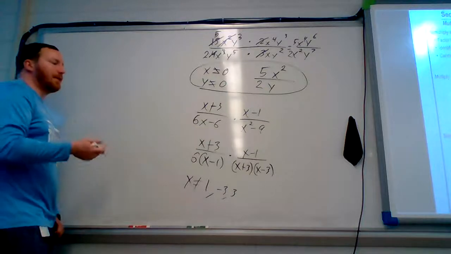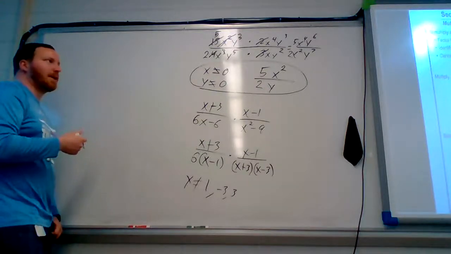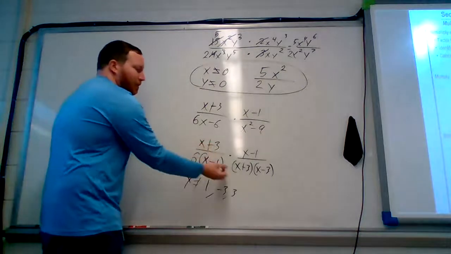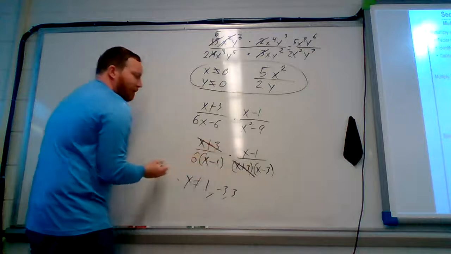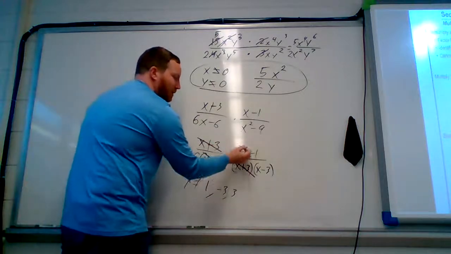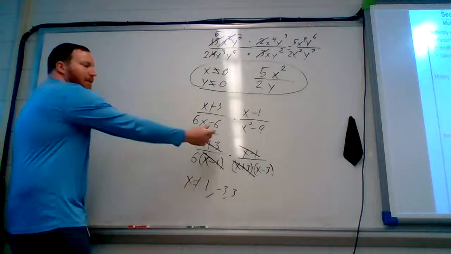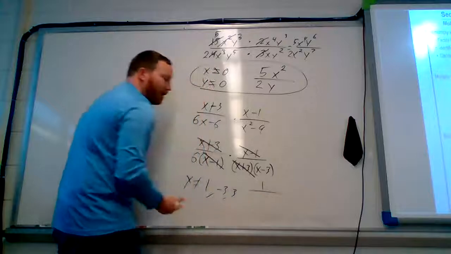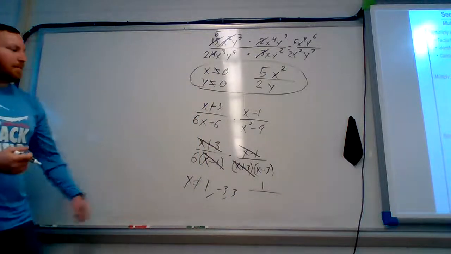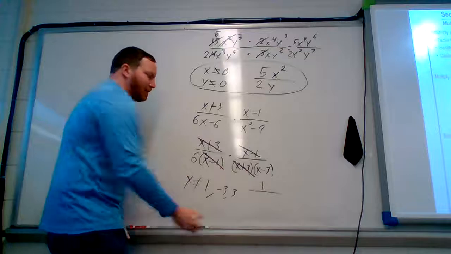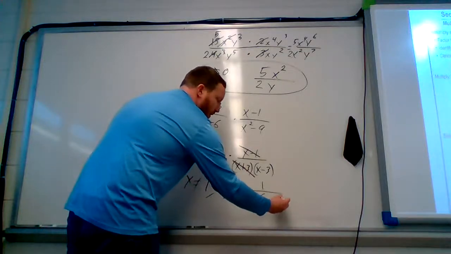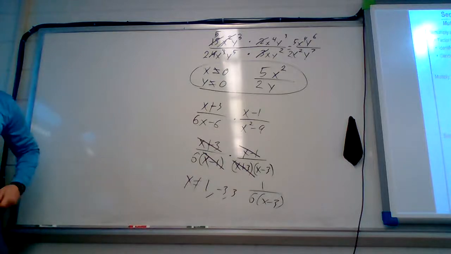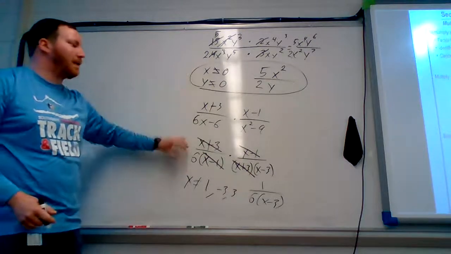And then the last step, again, cancel out the terms that we have in our numerator that we have in our denominator. So I've got an x plus 3 in my numerator and in my denominator. I can mark them out. I've got an x minus 1. I can mark them out. Everything in the top is gone. That leaves me with a 1 in the numerator. And that leaves me with a 6 times x minus 3 in the denominator. So that is how multiplying rational expressions works.